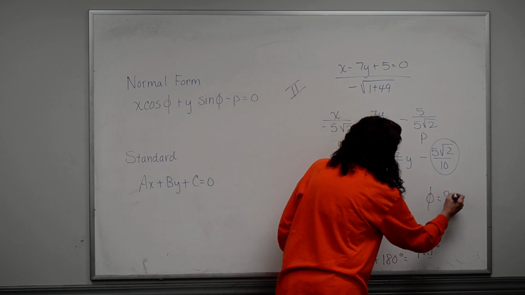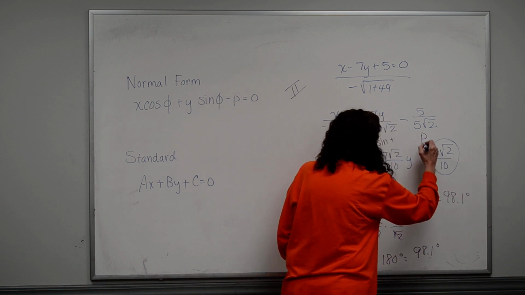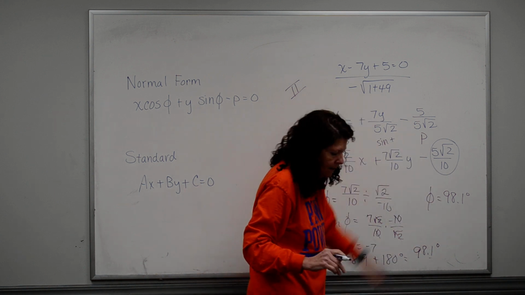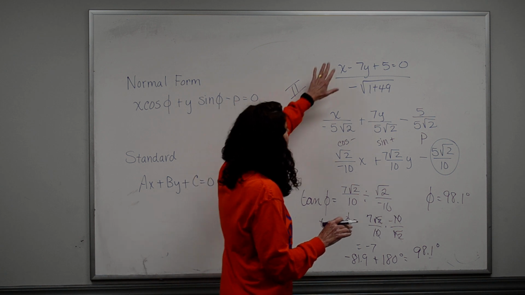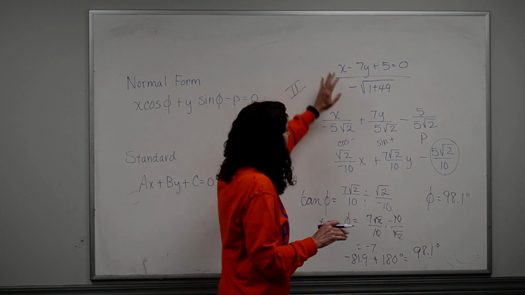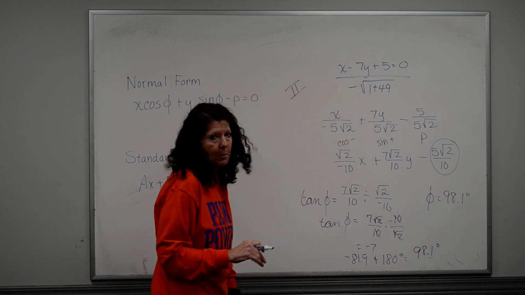Your phi is 98.1, and that's what they're asking you for. Okay, the p and the phi. And that would allow you then to turn around and you have gone from your standard back to your normal.